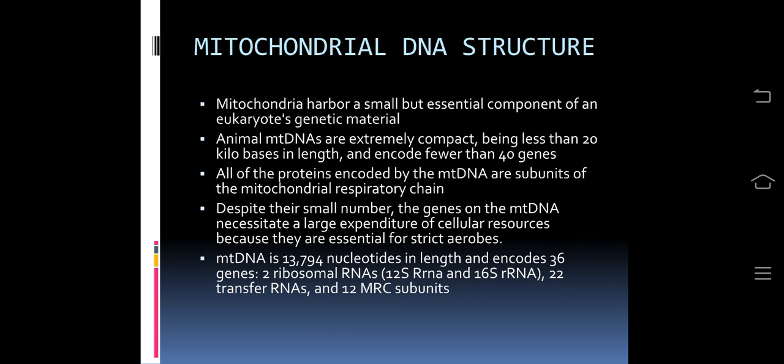Despite their small number, the genes on the mtDNA necessitate a large expenditure of cellular resources because they are essential for strict aerobes. Human mtDNA is 13,794 nucleotides in length and encodes 36 genes: 2 ribosomal RNAs, 12S rRNA and 16S rRNA, 22 transfer RNAs, and 12 MRC subunits.